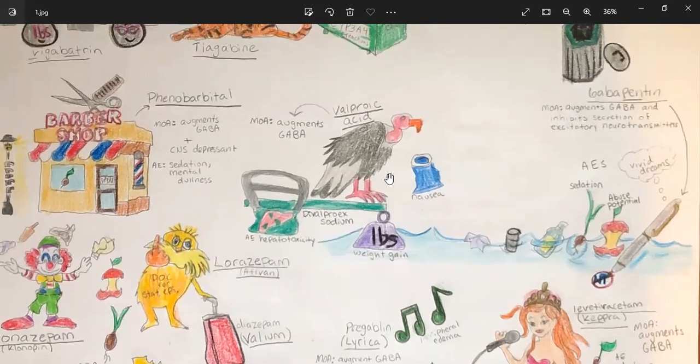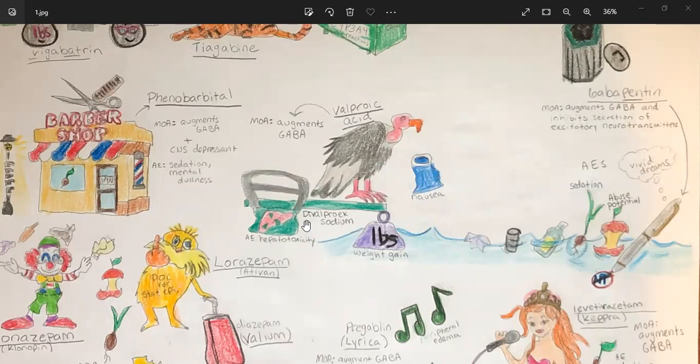Moving on to our little community pool slash community lake, I guess you want to call it. We have a vulture standing on a diving board. So vulture for valproic acid. This augments GABA. And adverse effects are, I believe, all of these. Let me double check. So yeah, I just double checked my notes.